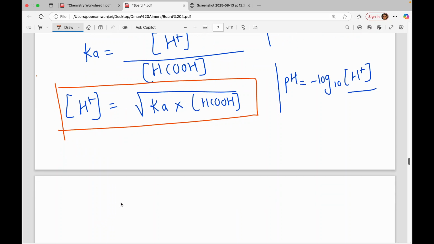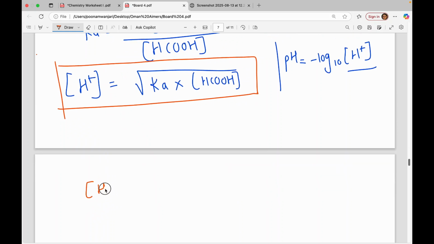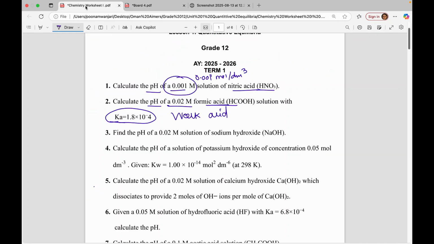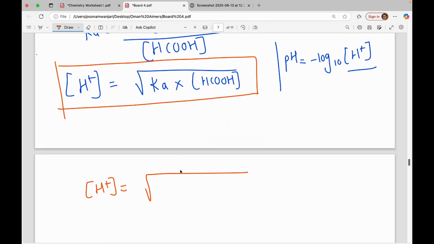So here we can write H plus is equal to, just check the value of Ka, 1.8 into 10 to the power minus 4, and the concentration of acid is 0.02.